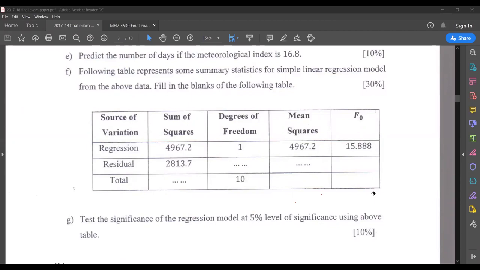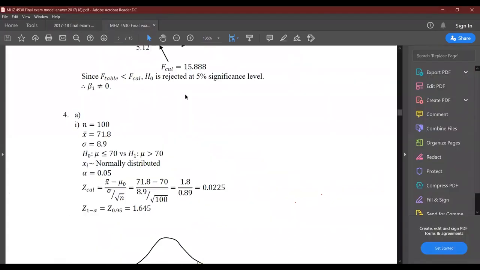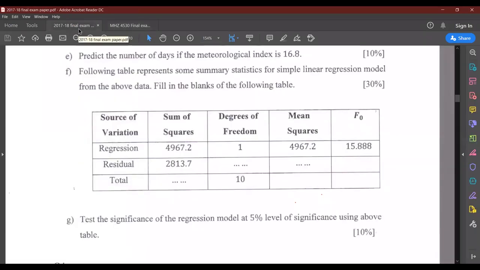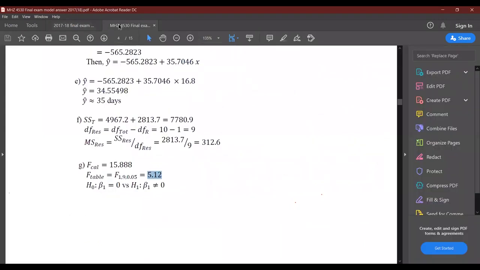It will not give F naught, no. What do you mean it will not give F naught? It's 4,967.2 should be divided by 312.6. Yeah, it gives the F naught value. You just do it in the calculator. It gives the value.